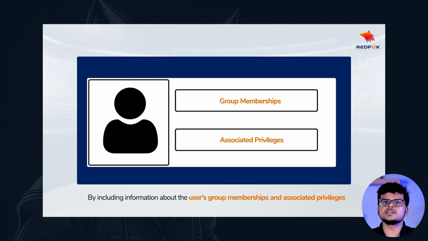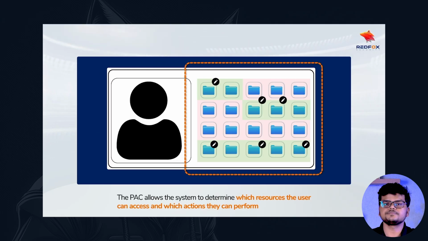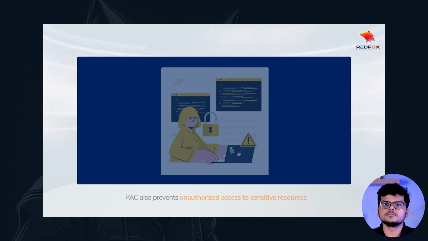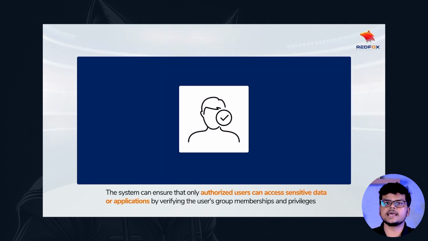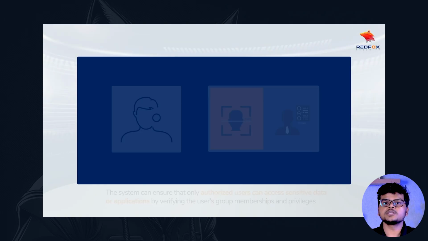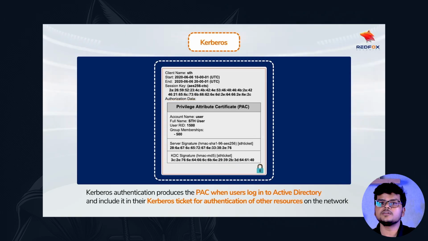By including information about the user's groups, memberships, and associated privileges, the PAC allows the system to determine which resources the user can access and which actions they can perform. PAC also prevents unauthorized access to sensitive resources. The system can ensure that only authorized users can access sensitive data or applications by verifying the user's groups, memberships, and privileges. Kerberos authentication produces the PAC when users log into Active Directory and includes in it their Kerberos ticket for authentication of user resources on the network.